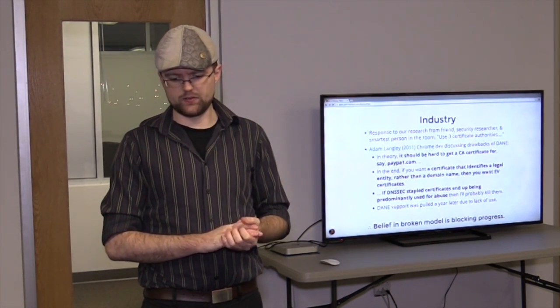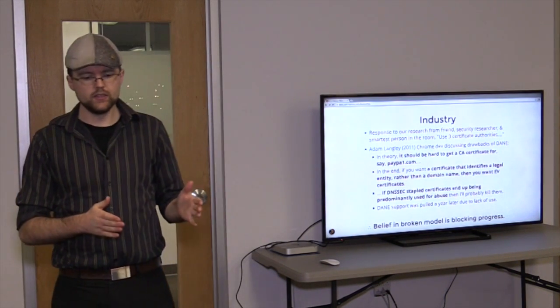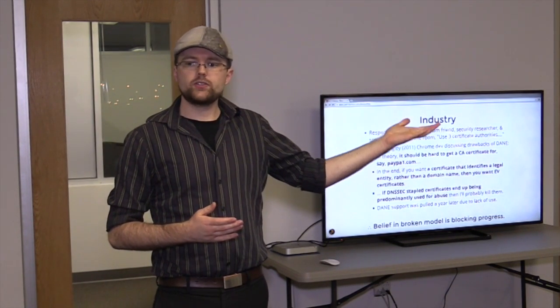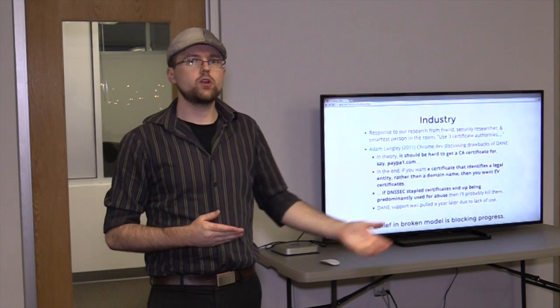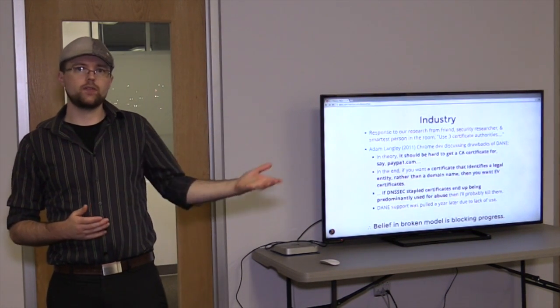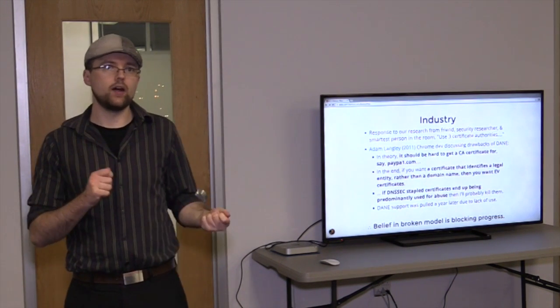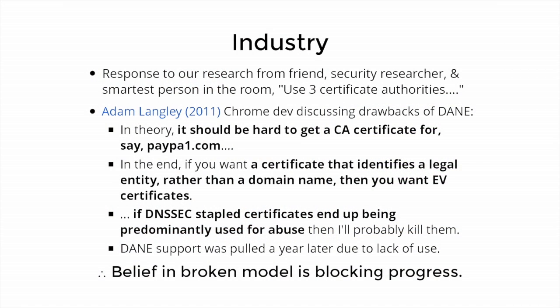He also then talked about, if you want a certificate that identifies a legal entity rather than a domain name, you want an EV cert. But as we just showed, you actually don't identify a legal entity. Users aren't looking to identify and certify the legal entity. We're not even seeing users looking to see if that belongs to the right URL, right? And if DNSSEC stable certificates end up being predominantly used for abuse, they wanted to kill them. This being the idea that attackers would actually bother to encrypt their communications with SSL.